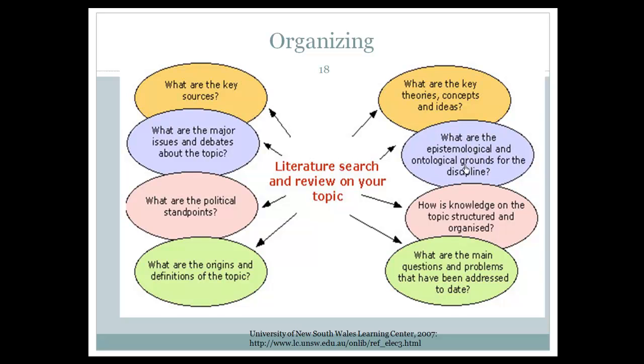Don't worry about this. We're not going to talk about epistemology and ontology, so don't worry about that. This circle here, you could say, after I've read all these things, how is the knowledge on this topic being organized? What are people talking about? Is it in terms of students? Buildings? Teachers? Curriculum and pedagogy? What are the main things that people are getting at here? And then, what are the main questions and problems that have been addressed to date, and this could also include what's not been done.